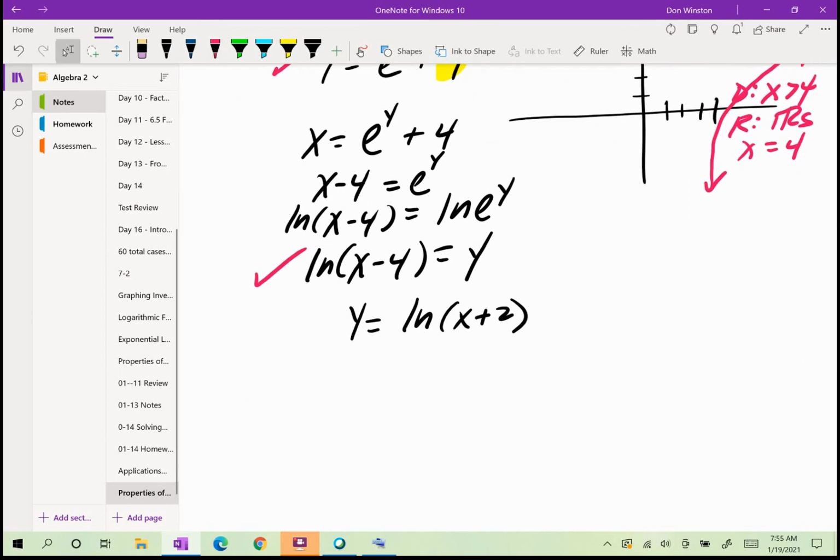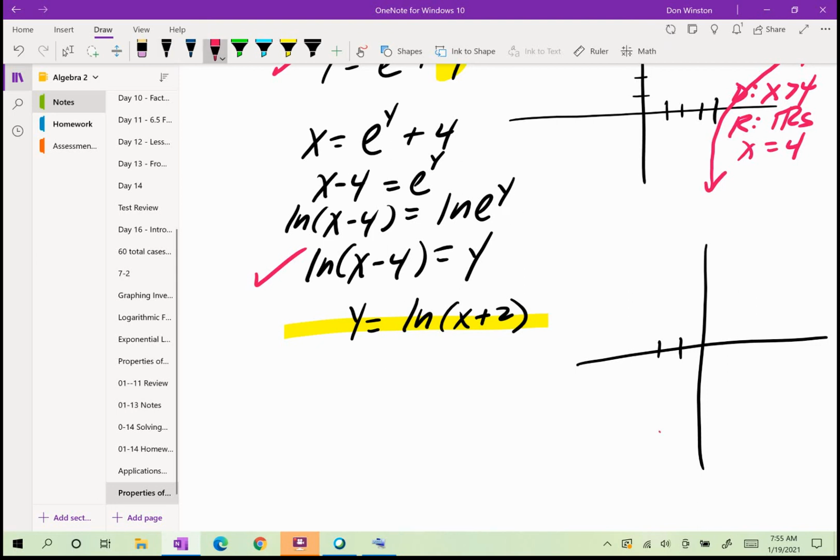So again, the next example here, I have y is equal to the natural log of x plus 2. Now, if I were to briefly graph that, keep in mind that the domain of a log function has to be greater than 0, which means I can't have x be less than negative 2. Otherwise, I'd get a negative number. So this graph will look something like this here.